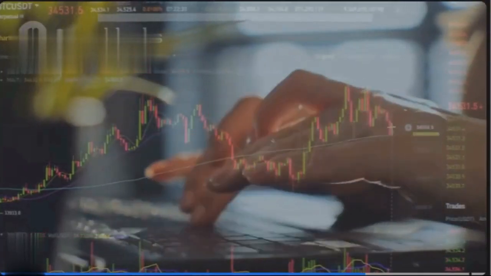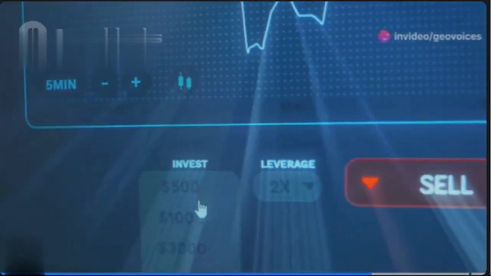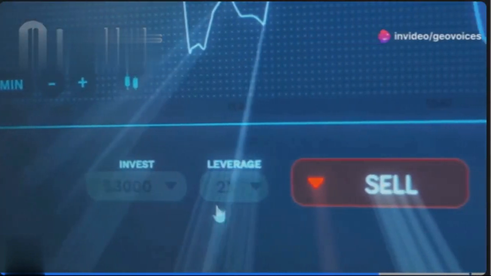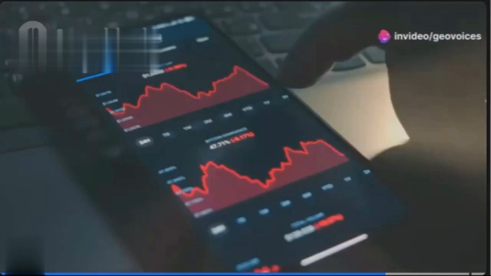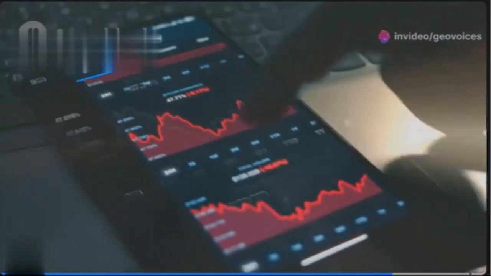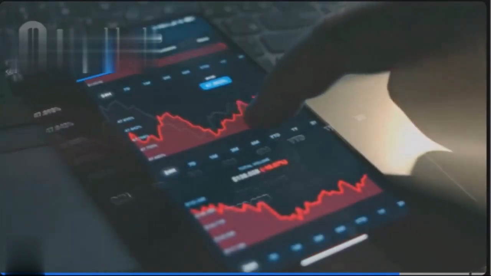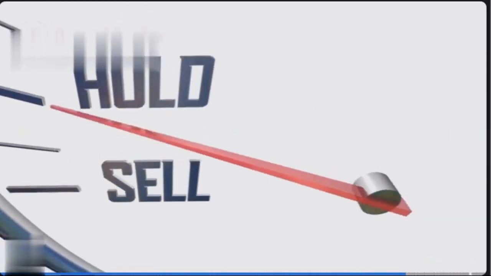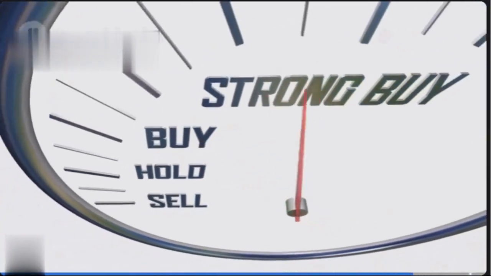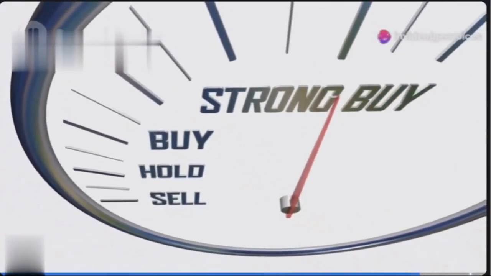So, what does this mean for you? If you're considering investing in gold right now, it's crucial to be aware of these potential pitfalls. Keep an eye on those resistance levels and be prepared for a possible downturn. Diversifying your investment portfolio with other precious metals like silver might also be a smart move.